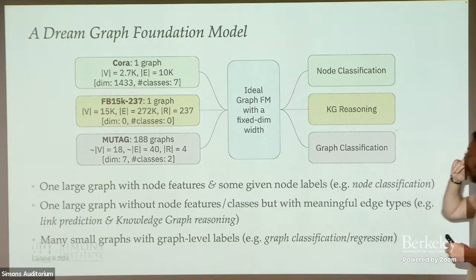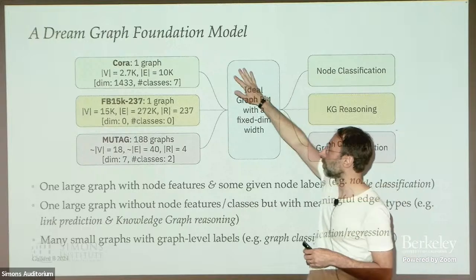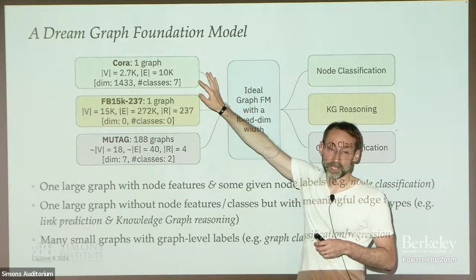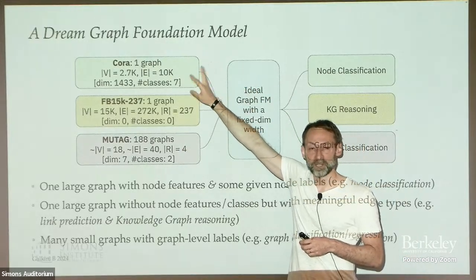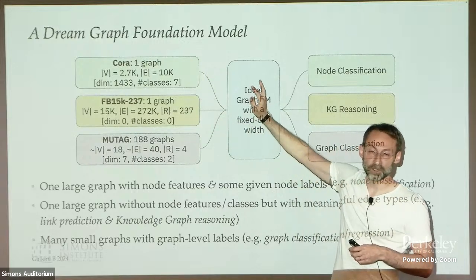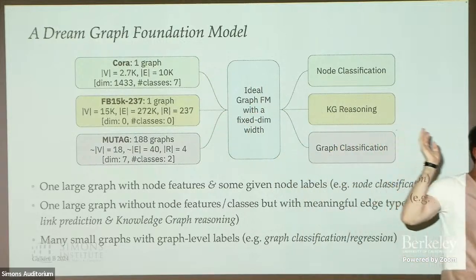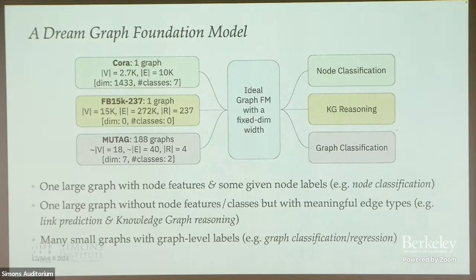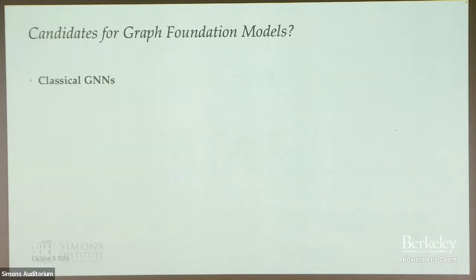And the ideal dream foundation model should be able to work across all the possible applications. So it should be able to work with big graphs and small graphs and predict node-level outputs, edge-level outputs, graph-level outputs. Of course, it's wishful thinking, and such models do not exist yet. So what could be potential candidates?